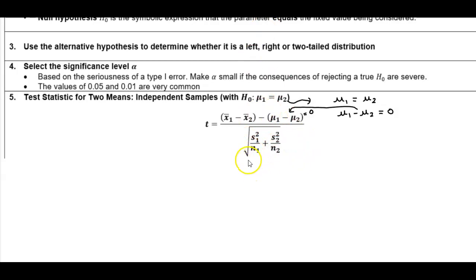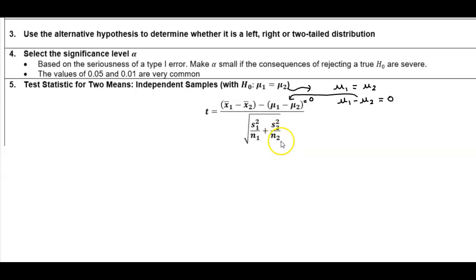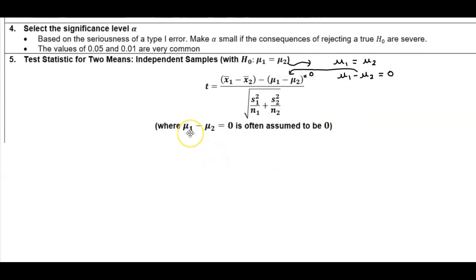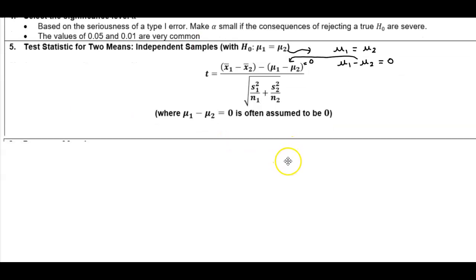And then we're going to divide that by the square root of the sample standard deviation 1 squared over the sample size of population 1, plus the sample standard deviation 2 squared over the sample size of population 2. Now, again, you can see here where the population mean of 1 minus the population mean of 2 is equal to 0 is often assumed to be 0.